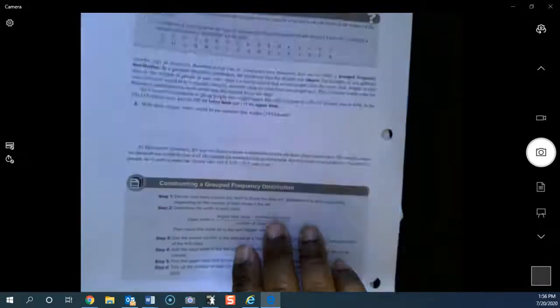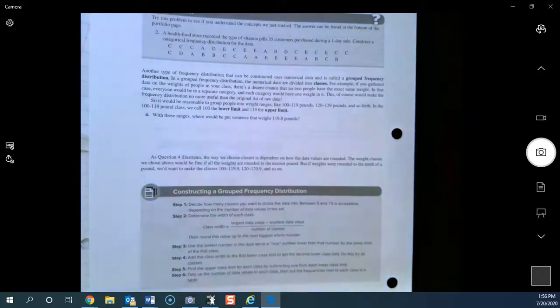Okay, now it says another type of frequency distribution that can be constructed using numerical data is called a group frequency distribution. In a group frequency distribution, the numerical data are divided into classes. For example, if you gather data on the weights of people in your class, there's a decent chance that no two people have the exact same weight. In that case, everyone will be in a separate category, and each category will have one weight in it. This, of course, would make the frequency distribution no more useful than the original list of raw data.